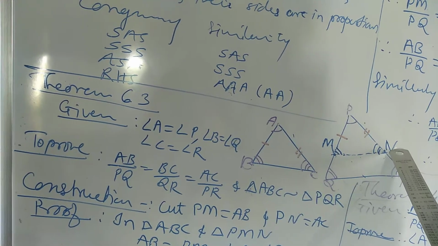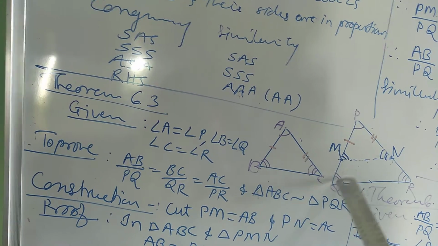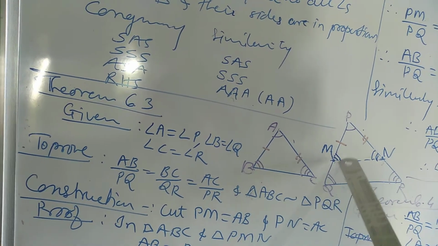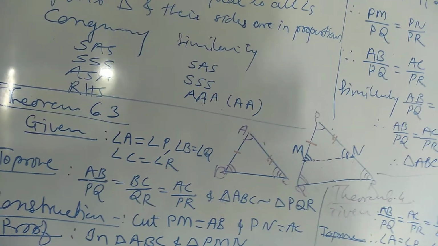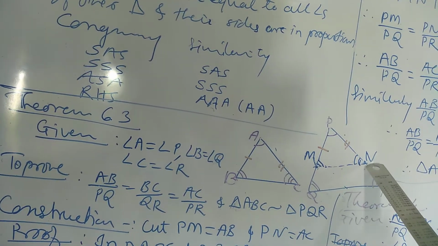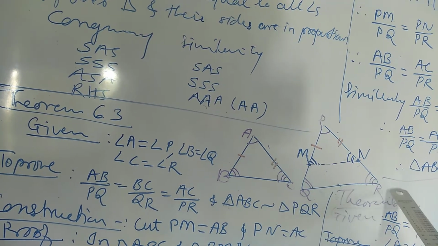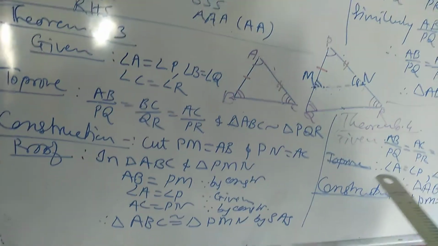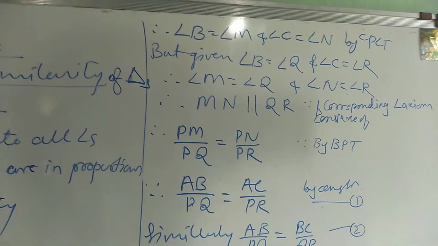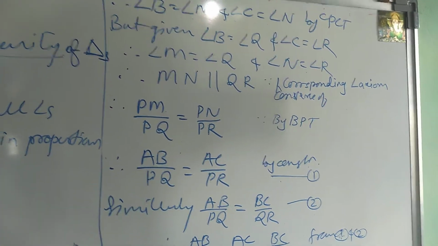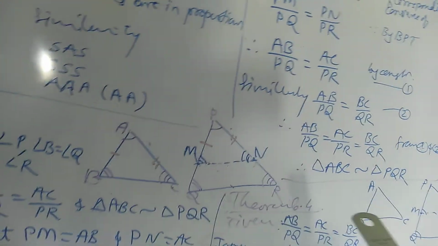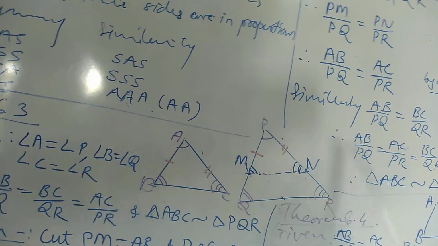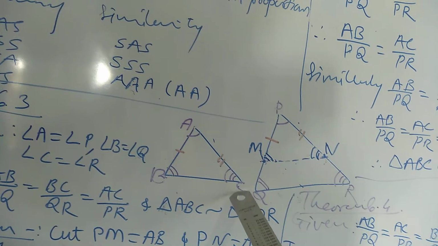Now these two angles form a pair of corresponding angles. If corresponding angles are equal, then the lines are parallel, and hence by the converse of the corresponding angle theorem, MN is parallel to QR, which we have written here. Now that MN is parallel to QR, we are going to use the BPT.